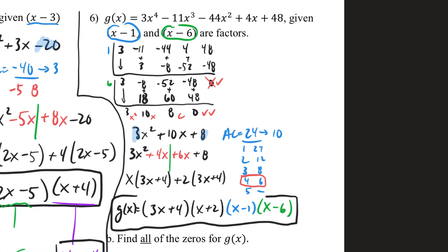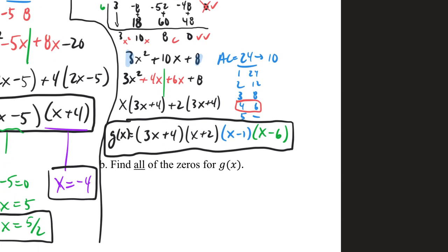Again, like that quick check you can do to see if your answer makes sense. 3x times x is 3x squared, times x is 3x cubed, times x is 3x to the 4th. Makes sense. 4 times 2 is 8, times negative 1 is negative 8, times negative 6 is positive 48. Makes sense. Last step on this page, find the zeros of each one. So 3x plus 4, if you can't do this in your head, set equal to 0, subtract 4 over, divide by 3, so x equals negative 4 over 3.